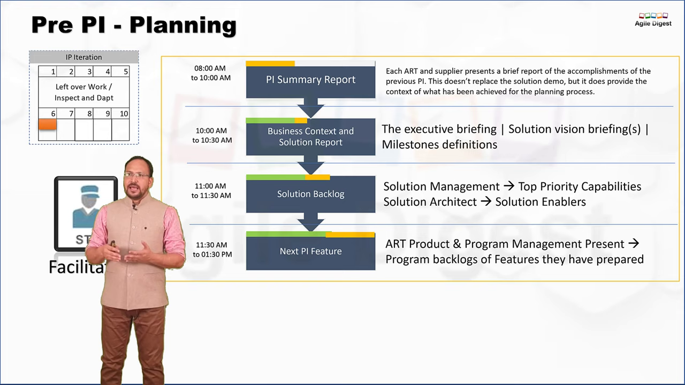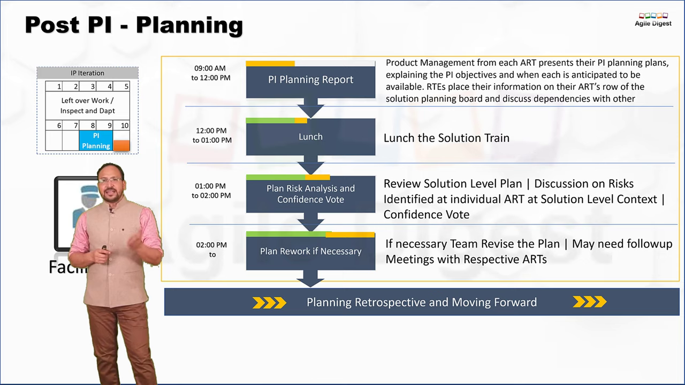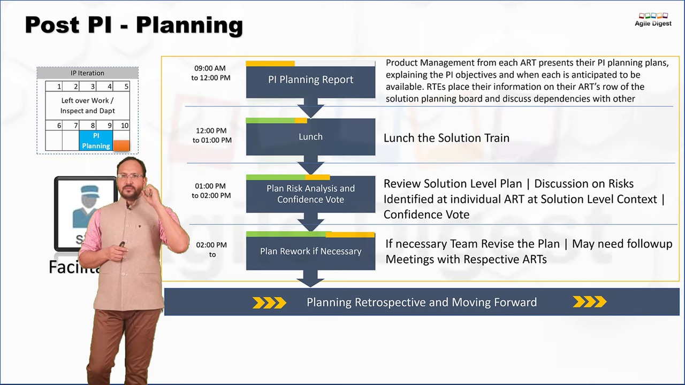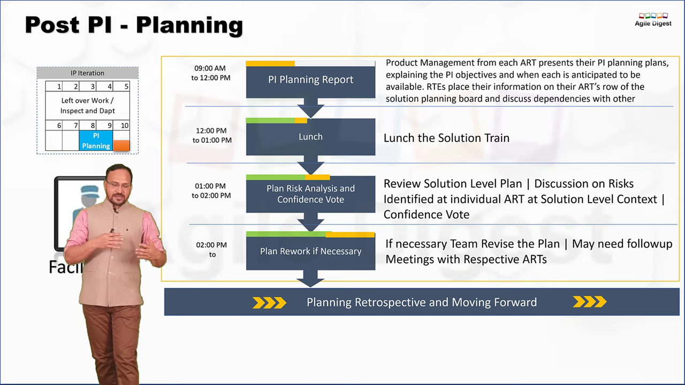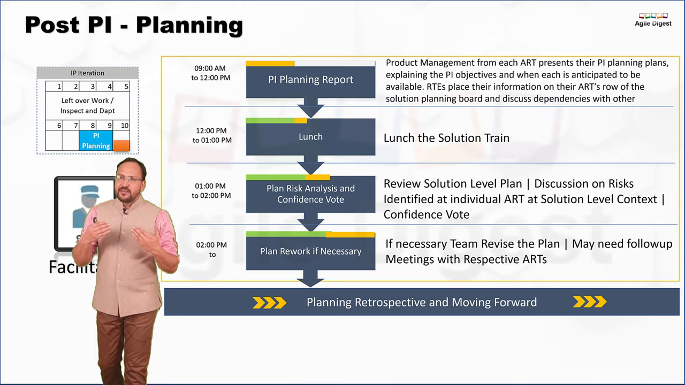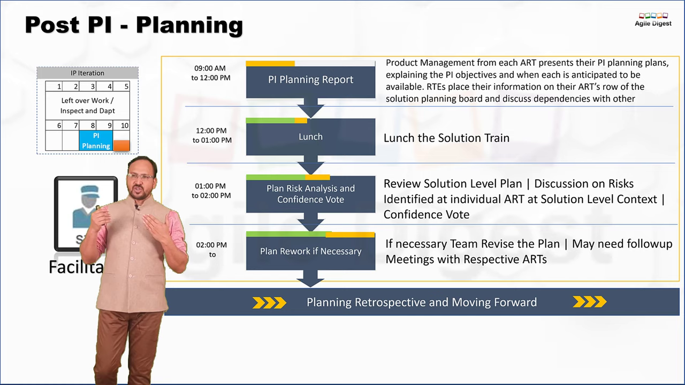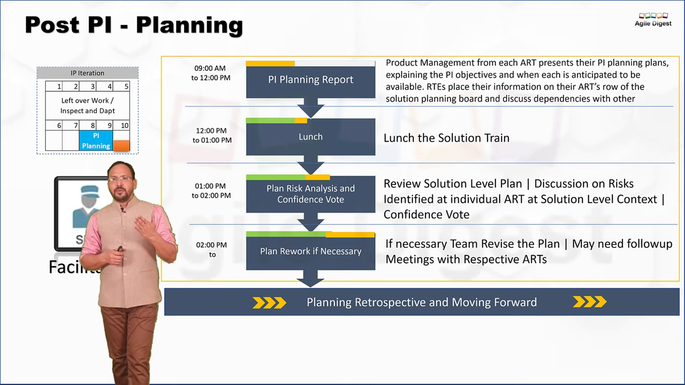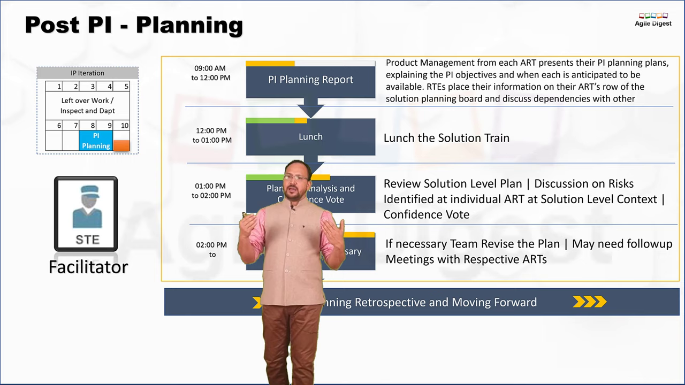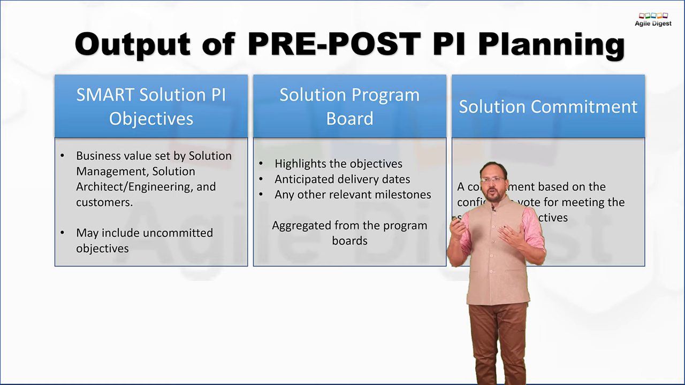If I talk about the post-PI planning, that happens in the solution on the 10th day of the IP iteration. Over there, we'll be talking about making a PI planning report, what all the ARTs have done. They will launch the solution and then review the solution level plan, discussion on risks identified at individual ART and solution level context. If necessary, the team revises the plan, and may need follow-up meetings with respective ARTs. And finally, the planning retrospective, they will do planning and retrospective for the solution level pre and post planning and move forward.